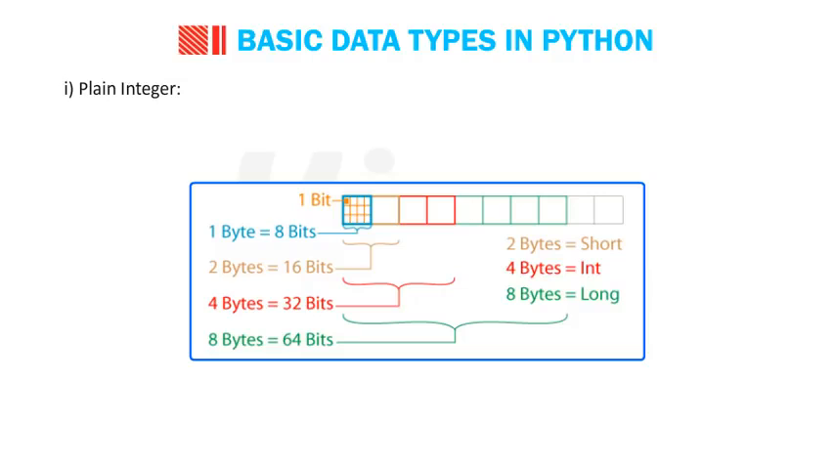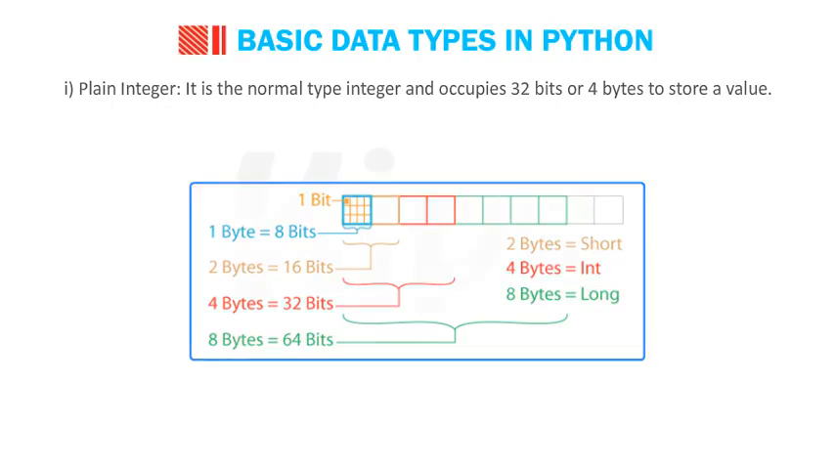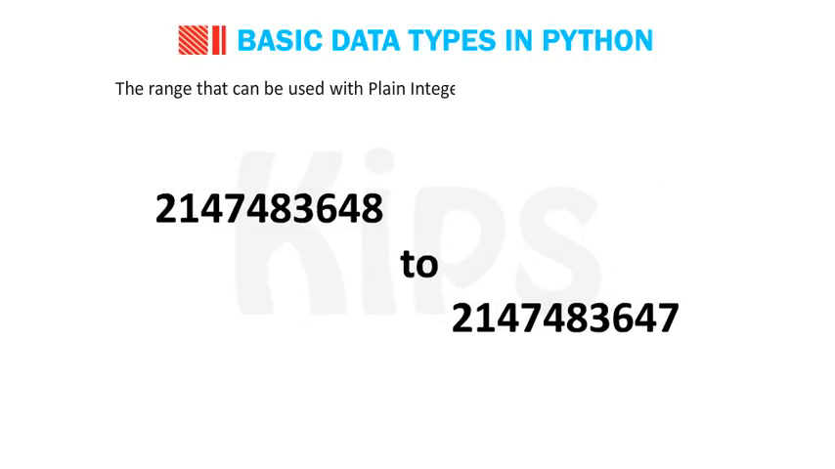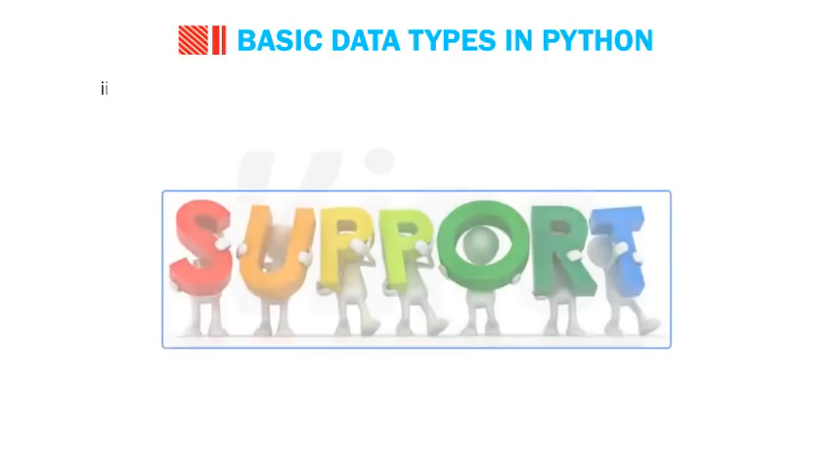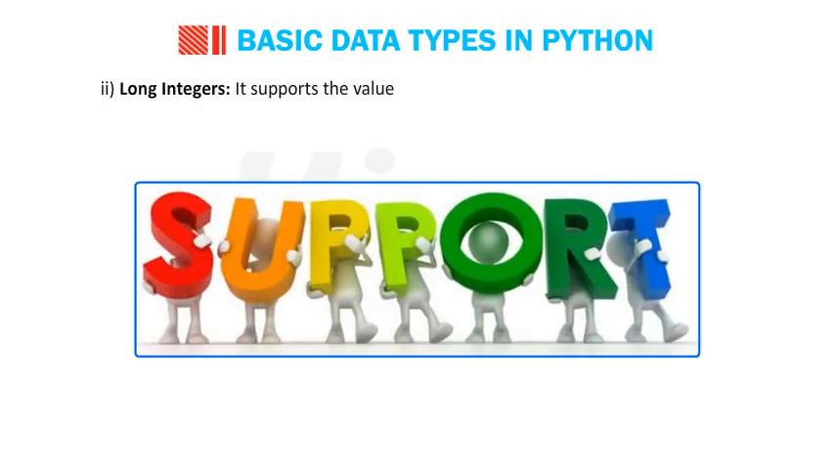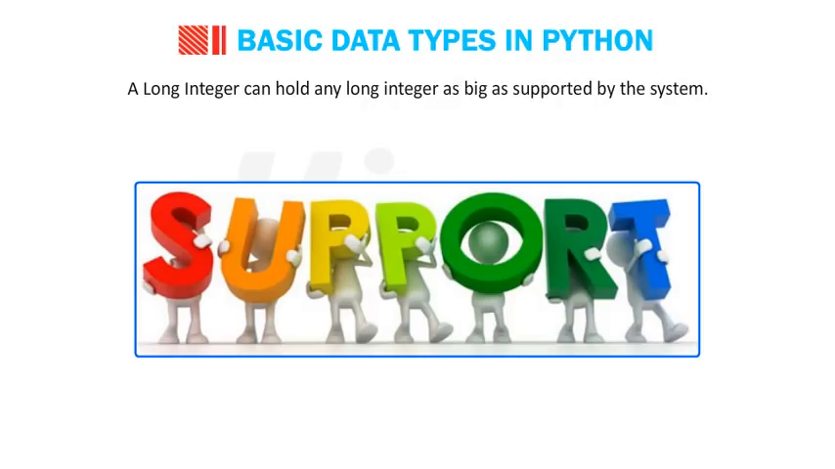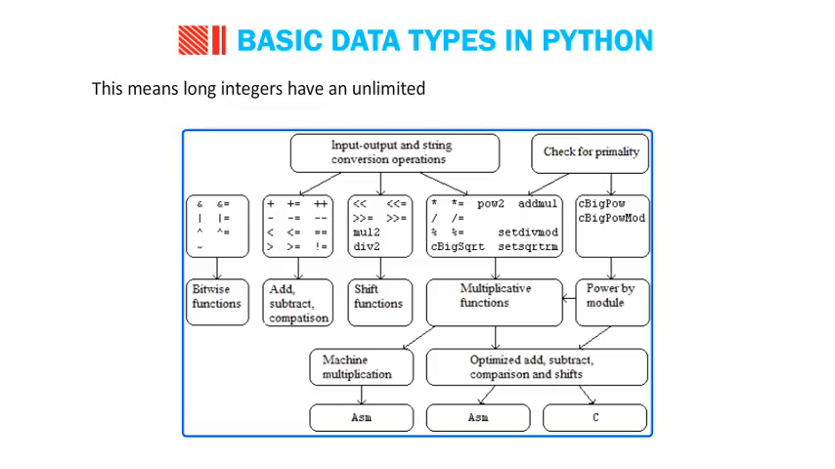Number 1, plain integer. It is the normal type of integer and occupies 32 bits or 4 bytes to store a value. The range that can be used with a plain integer is -2147483648 to 2147483647. An integer can hold positive as well as negative values within this range. Number 2, long integers. It supports the values that lie beyond the range of plain integers. A long integer can hold any long integer as big as supported by the system. This means long integers have an unlimited range, subject to available memory only.